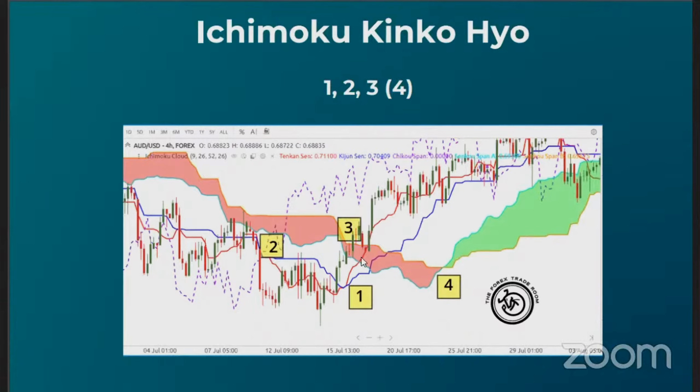Is it above or below my cloud? Is the cloud and the moving averages, not the moving averages, but the Tenkan-sen and the Kijun-sen, moving through price? Then it's probably just moving sideways. I don't want to deal with that, right?